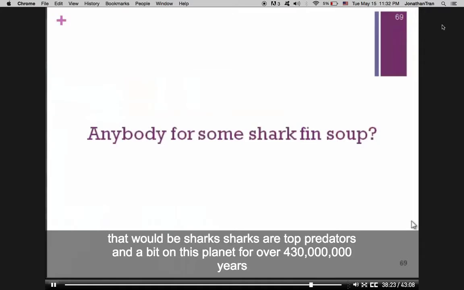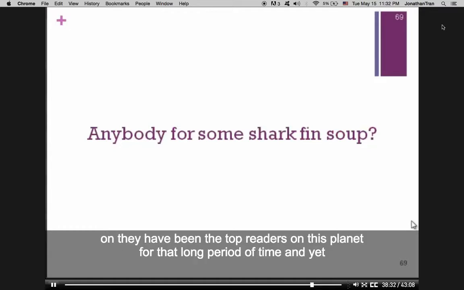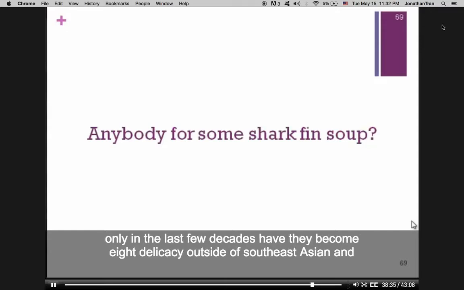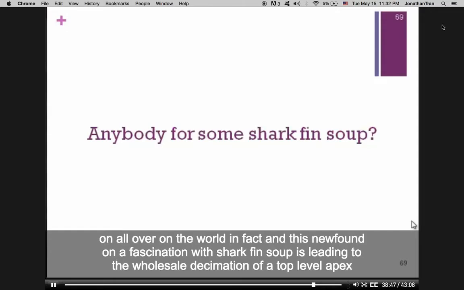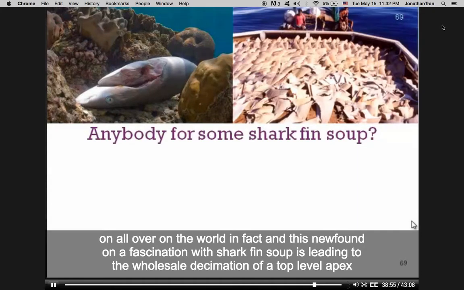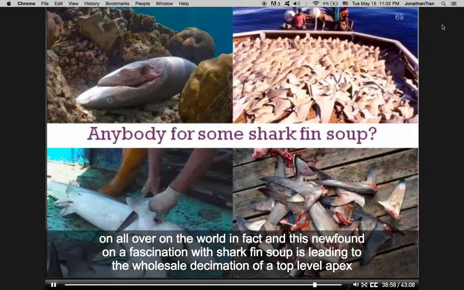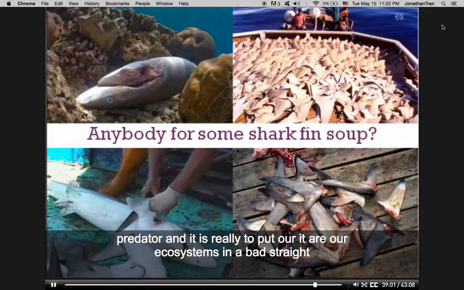That would be sharks. Sharks are top predators, and they have been on this planet for over 430 million years. They have been the top predators on this planet for that long period of time, and yet only in the last few decades have they become a delicacy outside of Southeast Asia, and actually are now common in places like London, Southern California, all over the world, in fact. And this newfound fascination with shark fin soup is leading to the wholesale decimation of a top-level apex predator, and it is really going to put our ecosystems in a bad strait.